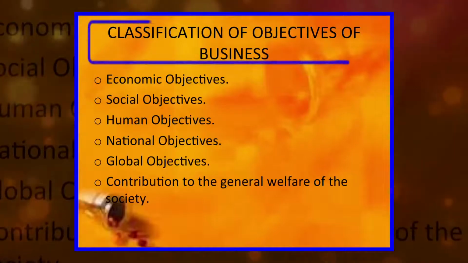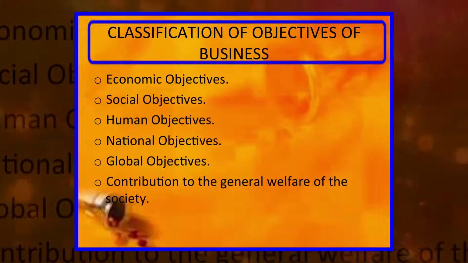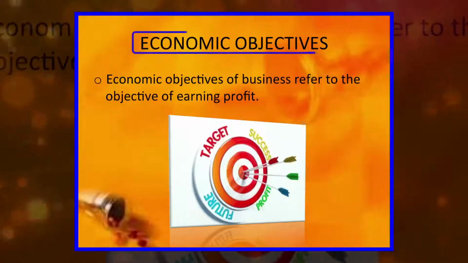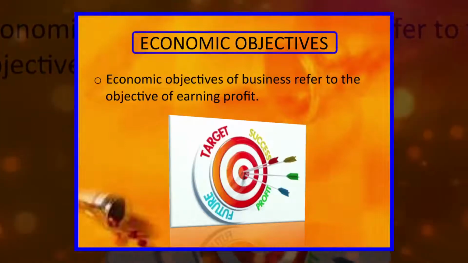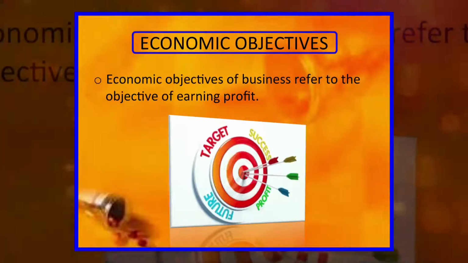Now, let us study the objectives of business. We have social objectives, economic objectives, human objectives and national objectives. Sir, please explain these objectives of business. Okay, as Sibavan told that there are various objectives of business, let us start from economic objectives. Economic objectives of the business refer to the objective of earning profit and also other objectives that are necessary to pursue to achieve the profit objective, which includes creation of customers, regular innovations and best possible use of available resources.